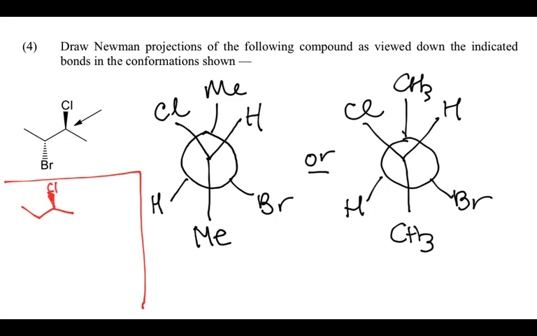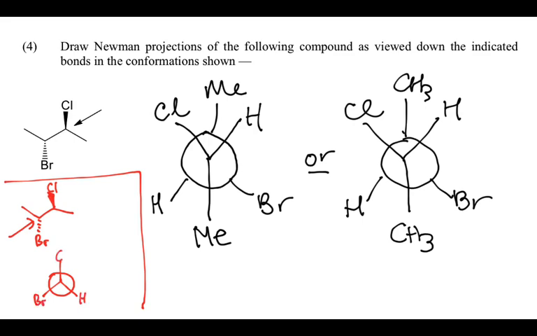So let me show you. If we do this, exact same compound, but now we look at it along this direction, the other direction. Now how does it look? Now in the front, the bromine will be on the left, and the methyl will be on top.